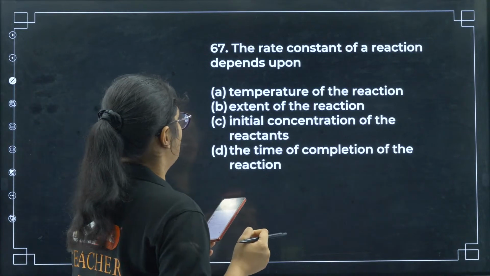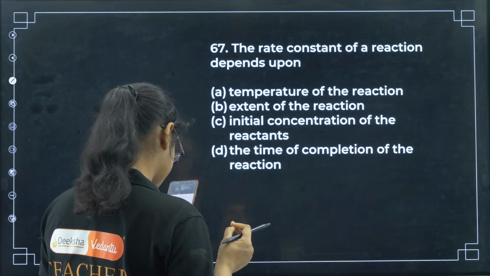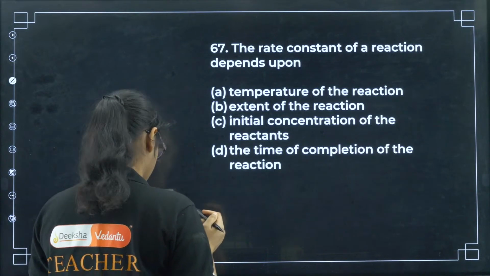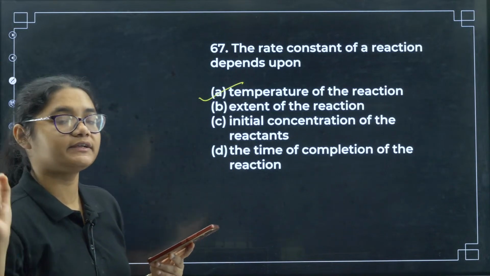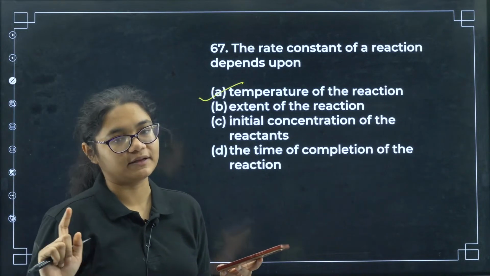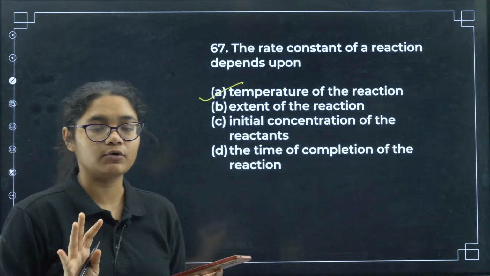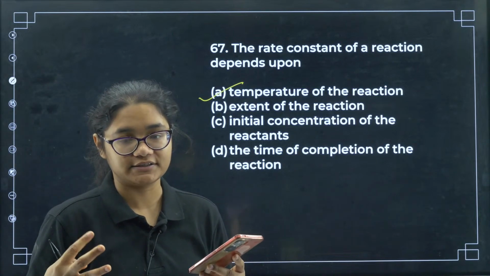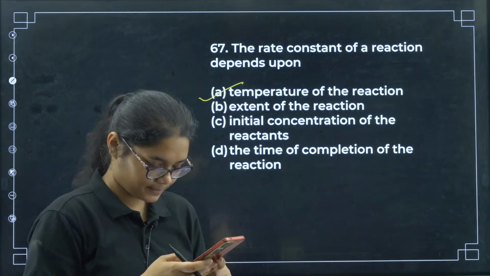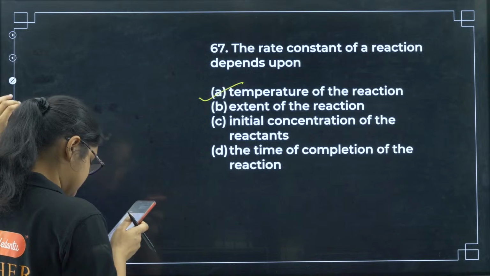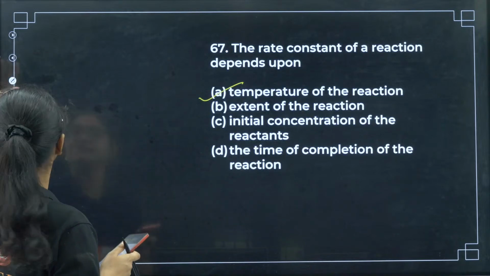67, no. No, Shagufta is correct here. That rate constant, remember, always and always and always depends only on temperature. It is a constant term, right? It won't get affected by the concentrations. Rate constant always is affected by temperature. Yes, 67A. Those who are saying C, please correct it.